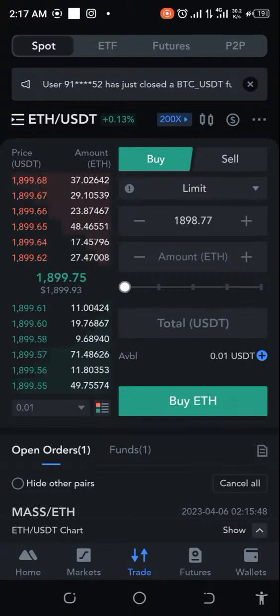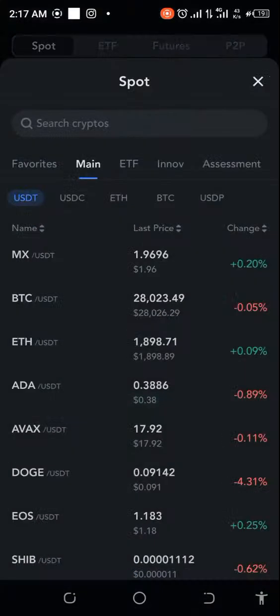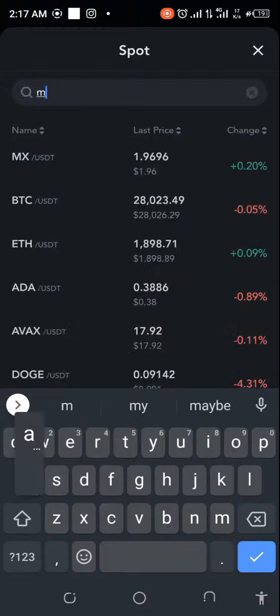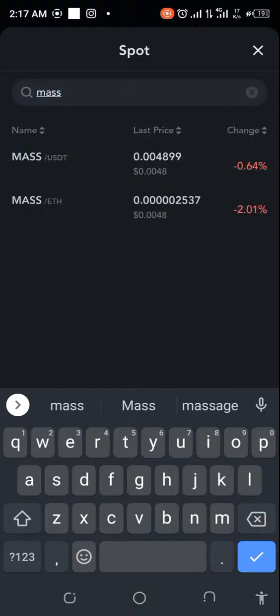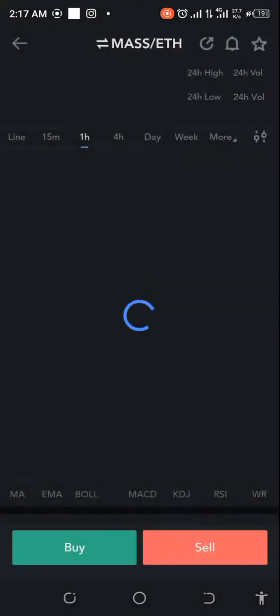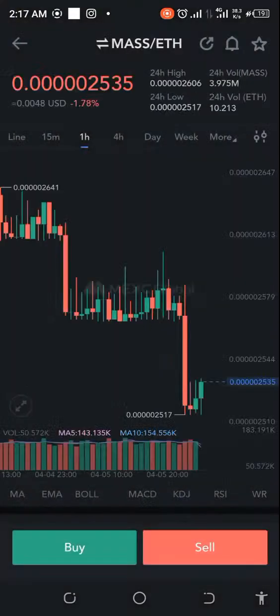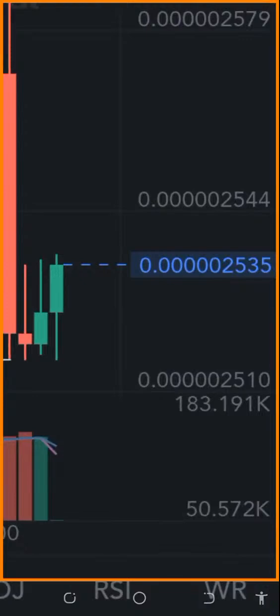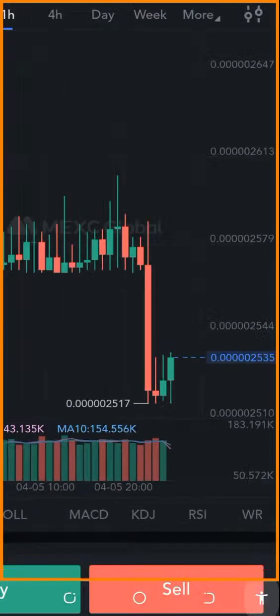But for now, let's get back and see what's happening in mass ETH. Let's just check that again and see what's happening there. So we will check the chart and see what it is looking like. Let's look at the chart. It's actually pumping. It's actually pumping. That means that we really need to go back a little downwards because it's 2535 now.